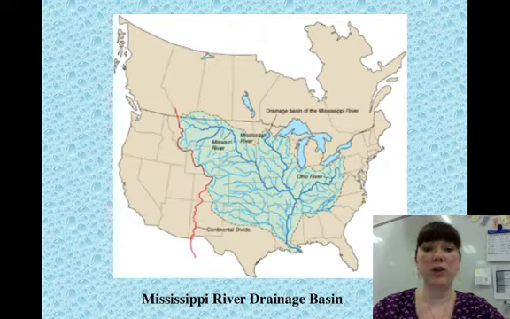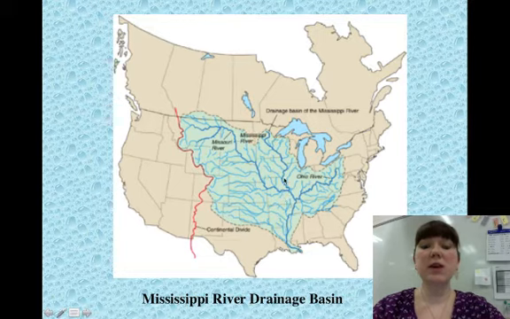And here's a closer picture of it, so we can see the Mississippi River drainage basin here and all of the smaller tributaries that drain into it. And we see the continental divide here that separates all of the streams over here that run into the Pacific from all of the streams over here that run into the Atlantic and the Gulf of Mexico.